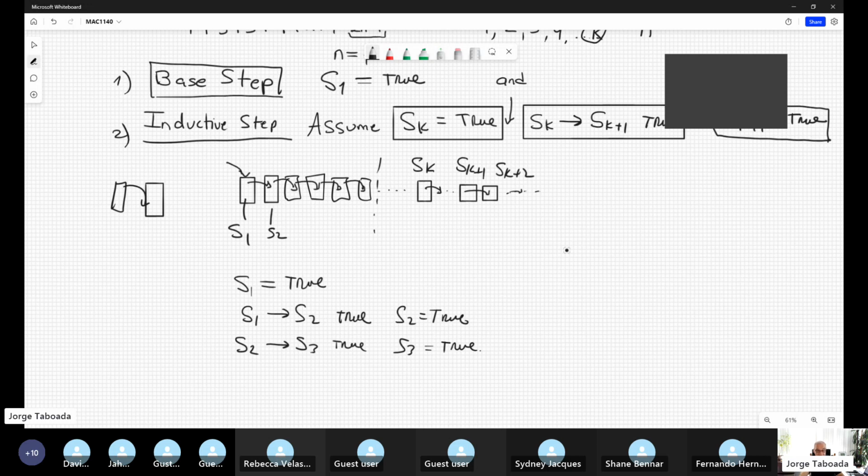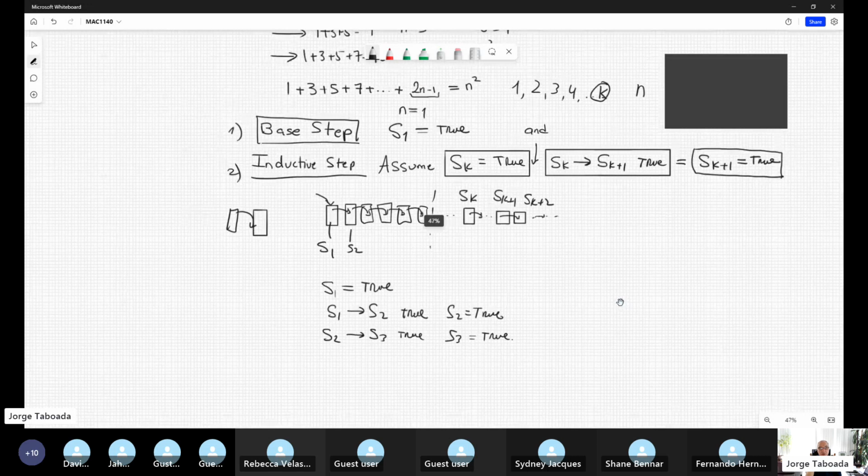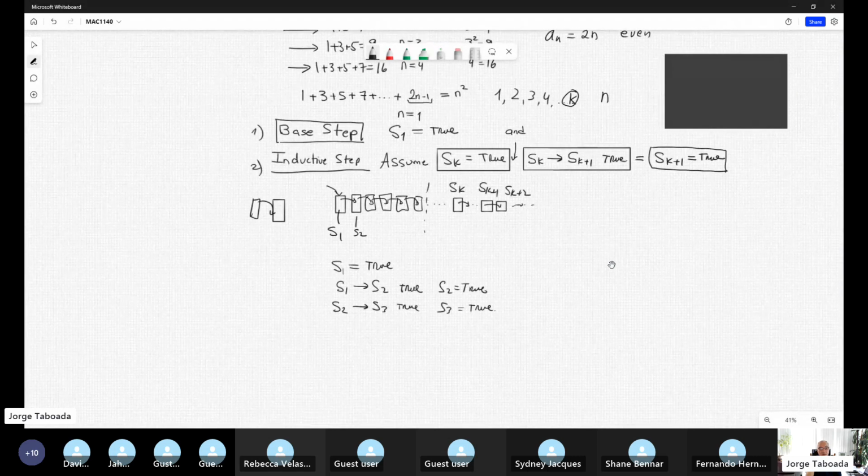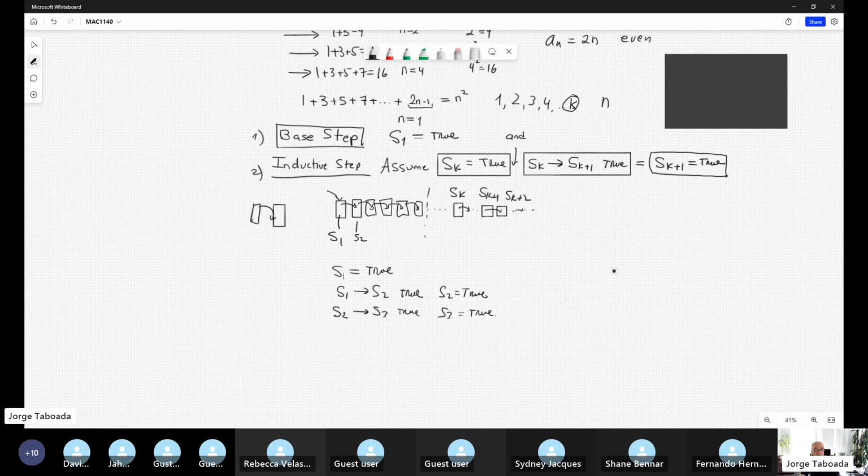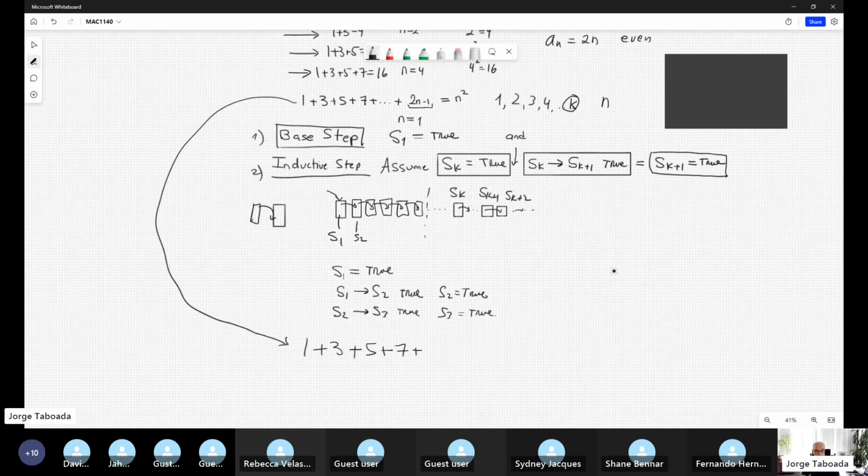But let's see one example to illustrate much better how you are doing this. I propose you, why not, take the motivation example at the beginning. So my motivation example I bring down here: prove using mathematical induction that 1 plus 3 plus 5 plus 7 plus ... plus 2n minus 1 is equal to n squared.